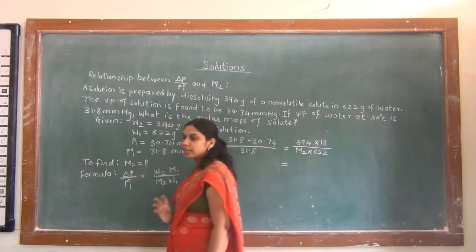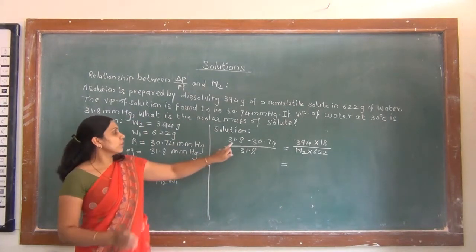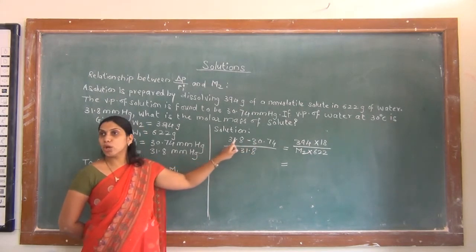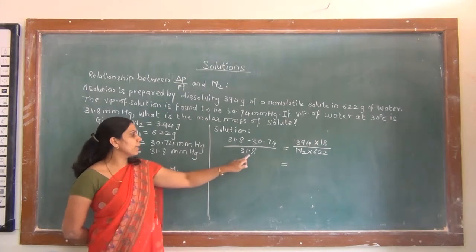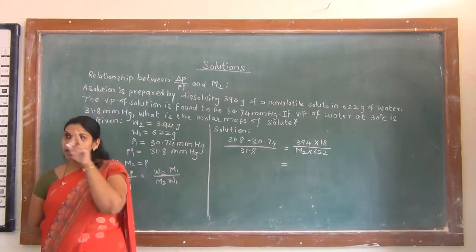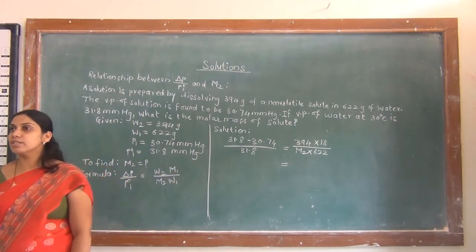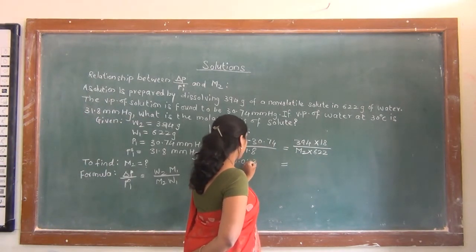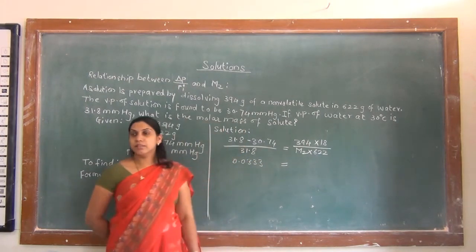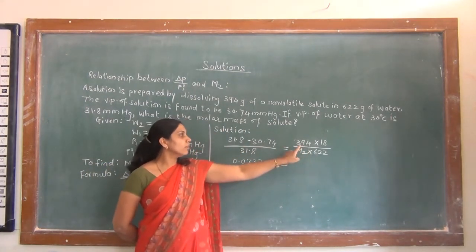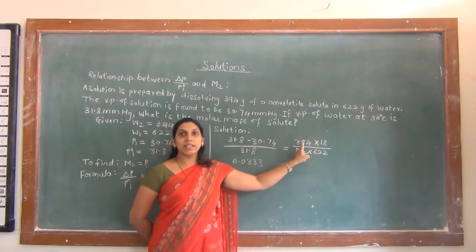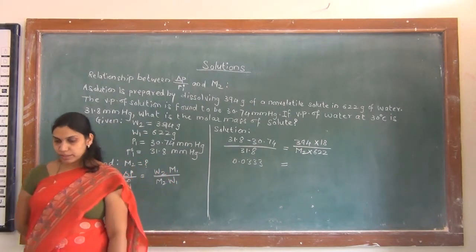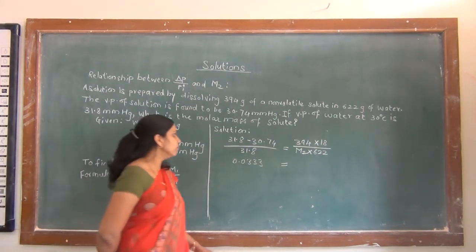Now we'll solve these terms. First of all, subtract 30.74 from 31.8 and then divide it by 31.8. If you solve this, the value obtained is 0.0333. And then solve the term which is on the right side. Multiply 394 by 18 and divide the whole answer by 622. Here the value obtained is 11.4.